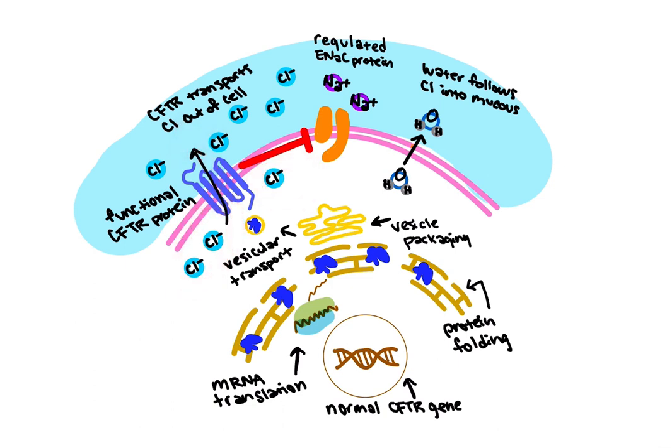of the cell. What this functional CFTR protein also does when it is functional, it also regulates this sodium channel, that's called the epithelium sodium channel protein. It basically inhibits the sodium from coming into the cell. And of course, water will follow the solutes into the mucus, and now the mucus covering the wall is nice and moist.